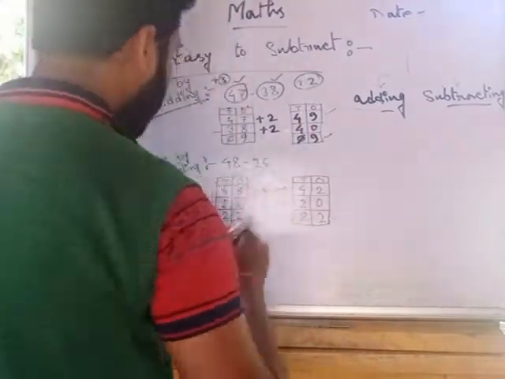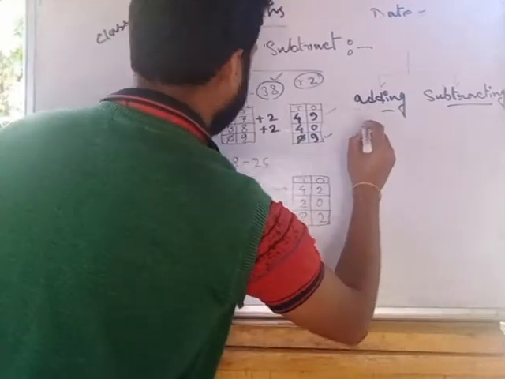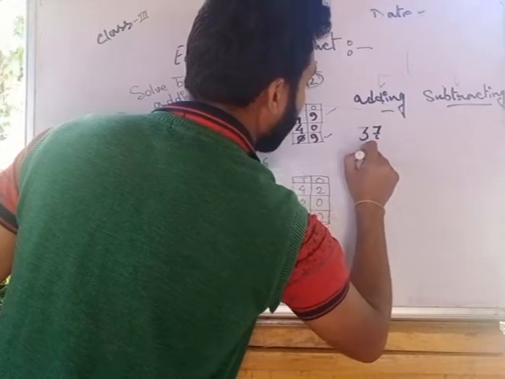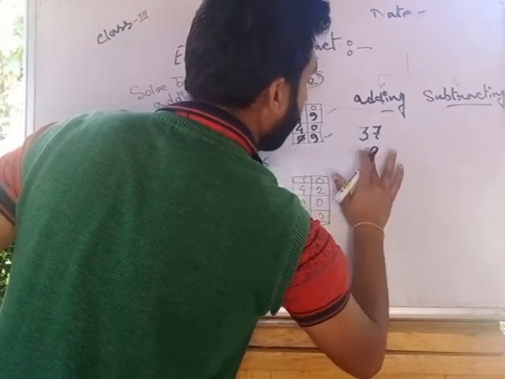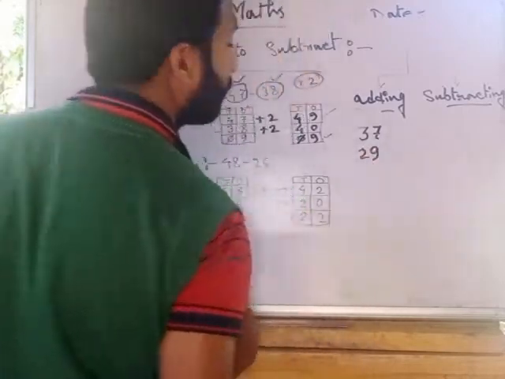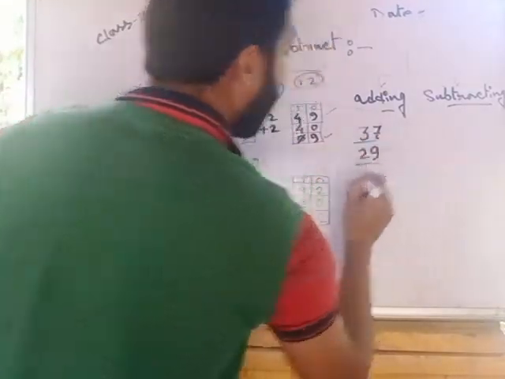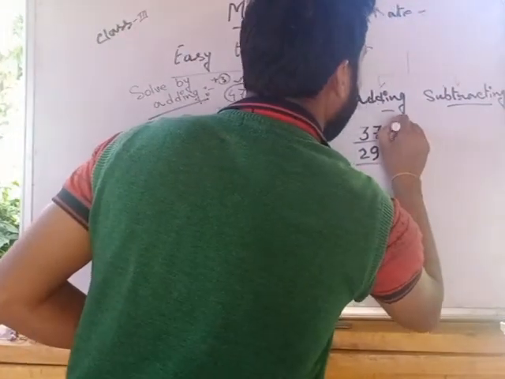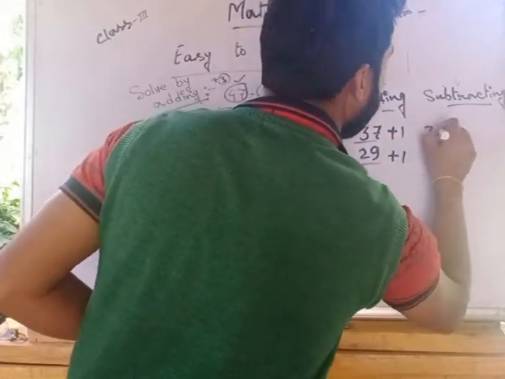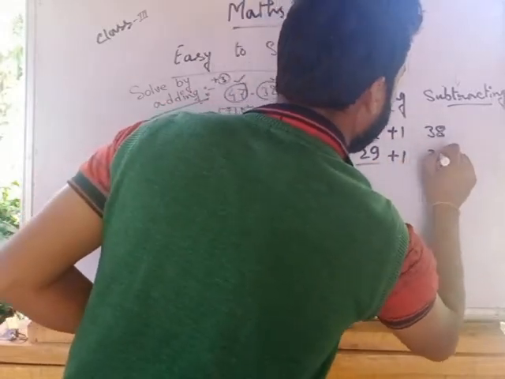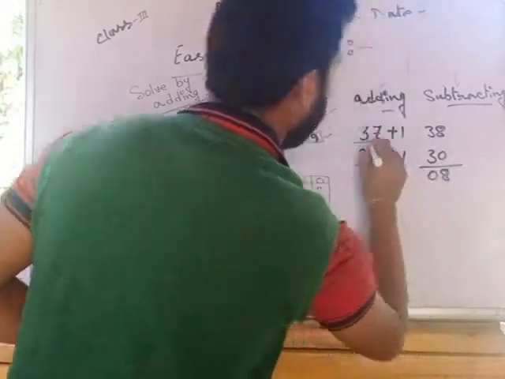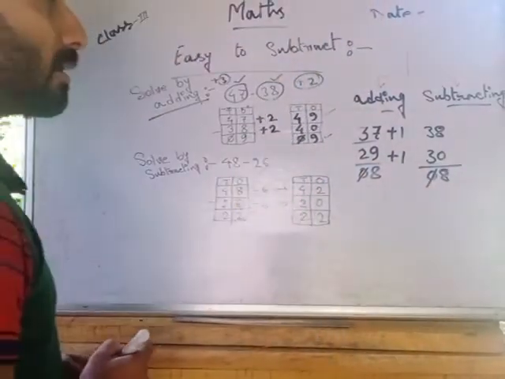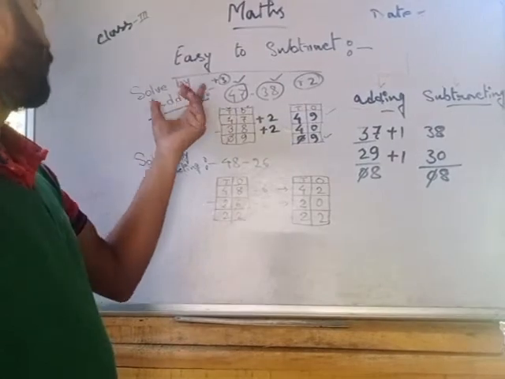Suppose we are doing like this, 37 and 40, and that is 29. Okay, so which one is the nearest to the tens multiple? 29. So we should add plus 1. Here also we should add plus 1, that is 38, and this one 30. So 8. It is also 8 there. Okay, this is the method of adding.